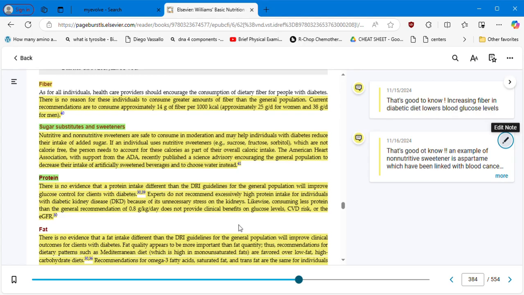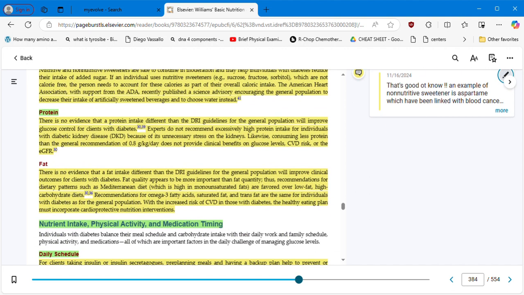So experts do not recommend excessively high protein intake for individuals with diabetes, especially with diabetic kidney disease, because of the ammonia component, right? And because of its necessary stress on the kidneys, because we need to get rid of the residues from the metabolism of proteins. So that is your ketogenic diet, full of proteins, right? Poor kidneys. Likewise, consuming less protein than the general recommendation does not provide clinical benefits on glucose levels, okay? CVD risk or the glomerular filtration rate of the kidneys.